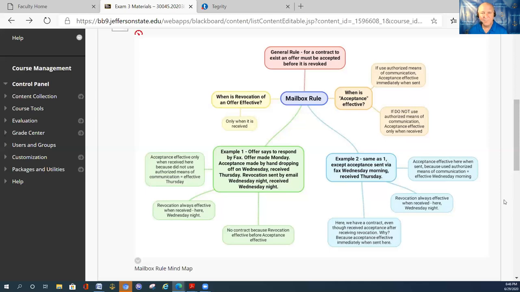Aren't these cool? Can you see why I really enjoy asking exam questions like this? I like to test you on these. These are fun. Go through the examples if you would.